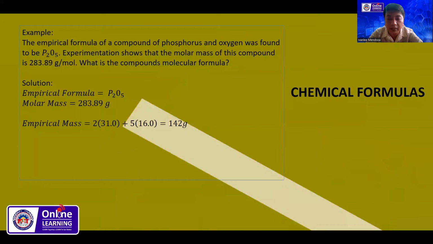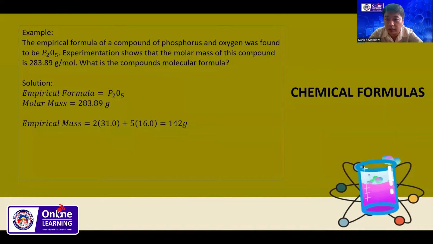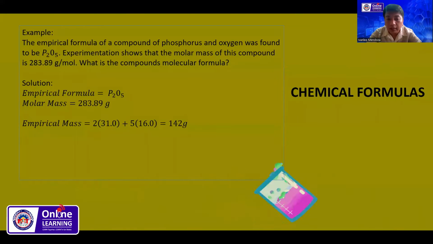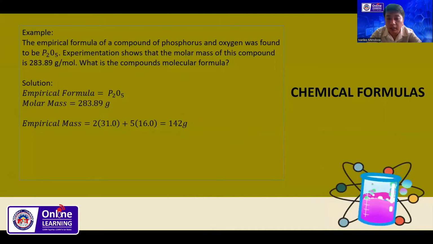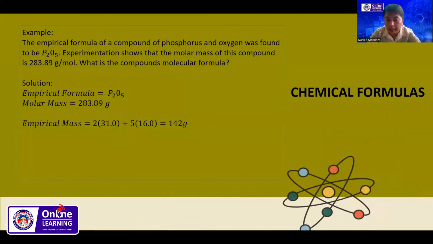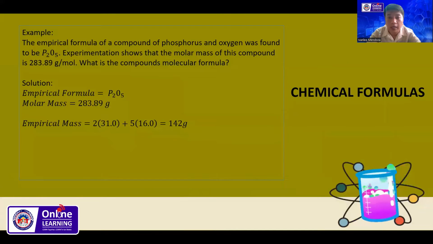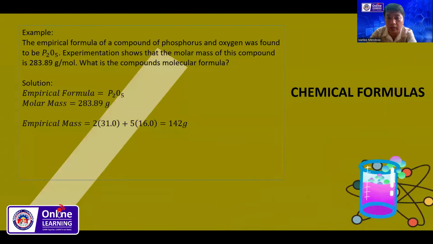Now, if you identified the atomic mass of phosphorus and oxygen, just simply follow these steps. You need to multiply the atomic mass of phosphorus by 2, since the empirical formula is P2O5. And then the atomic mass of oxygen, you need to multiply it by 5. Then after that, get the sum of those two products. So you will come up with 142 gram. So that is the empirical mass of this particular compound, which is phosphorus and oxygen.